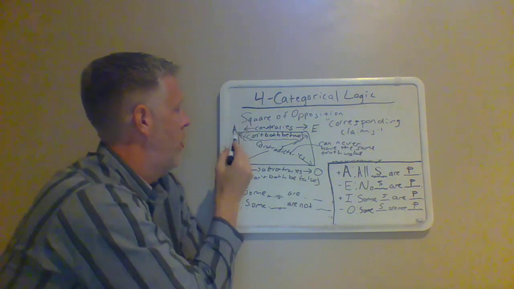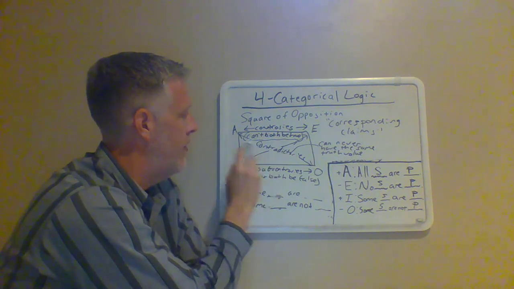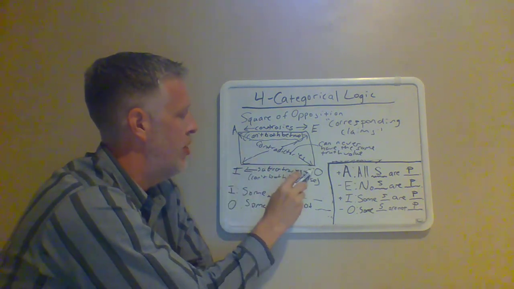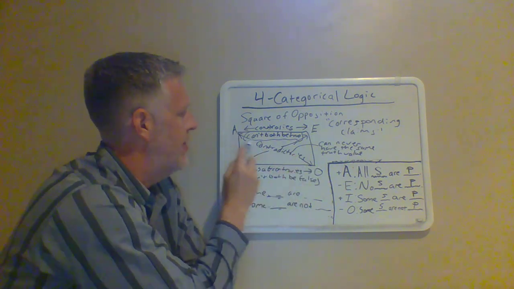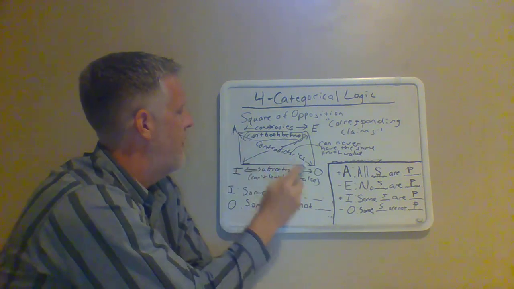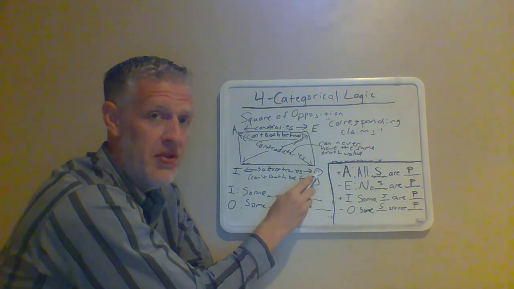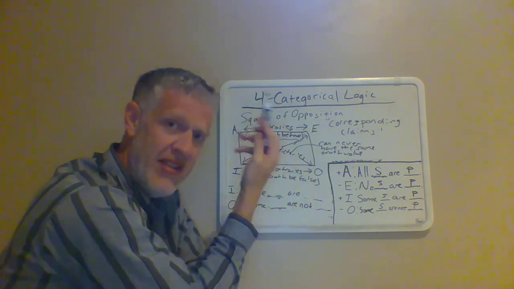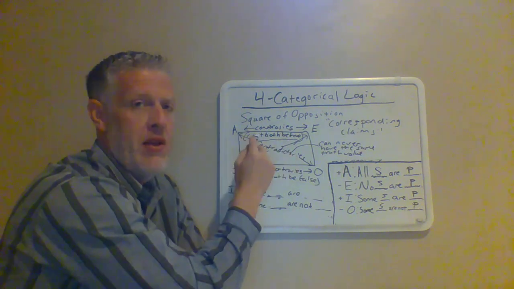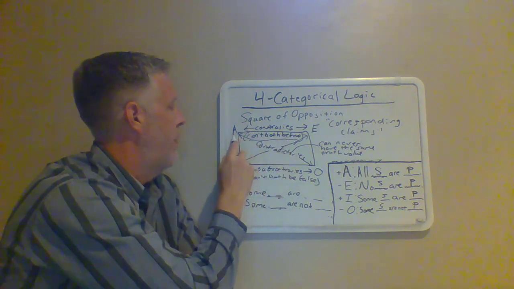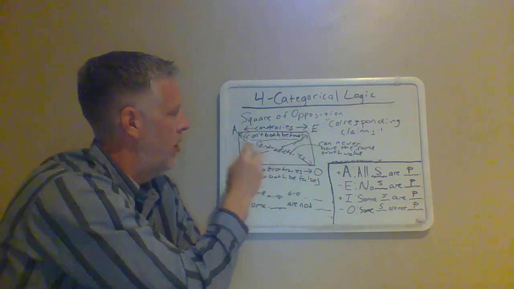So again, if we know a standard form A claim is true, wow, there's lots we can infer because, given the contradictory relationship with O, we know O has to be false, because they're never going to have the same truth value. If all cats are animals is true, then some cats are not animals has to be false. Makes sense, right? Intuitively. And again, given the contraries, if all cats are animals is true, then no cats are animals has to be false as well.